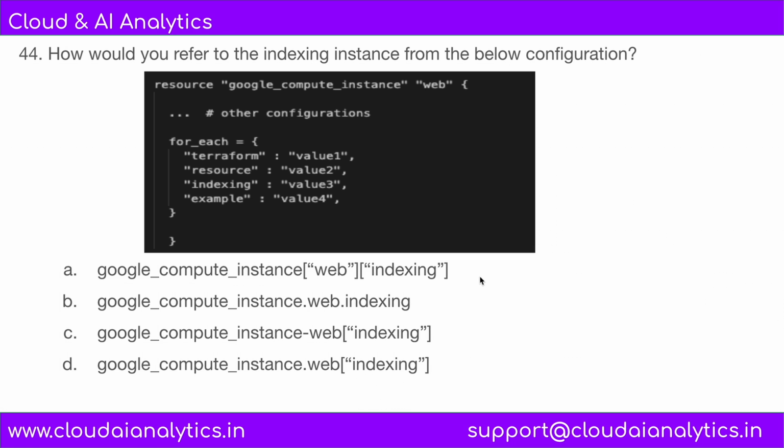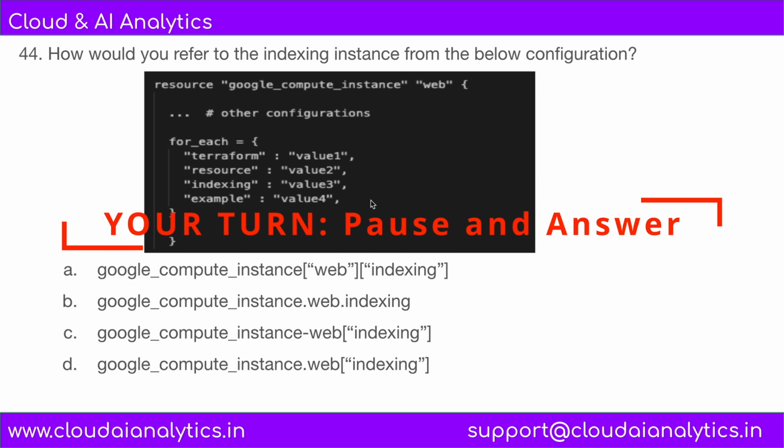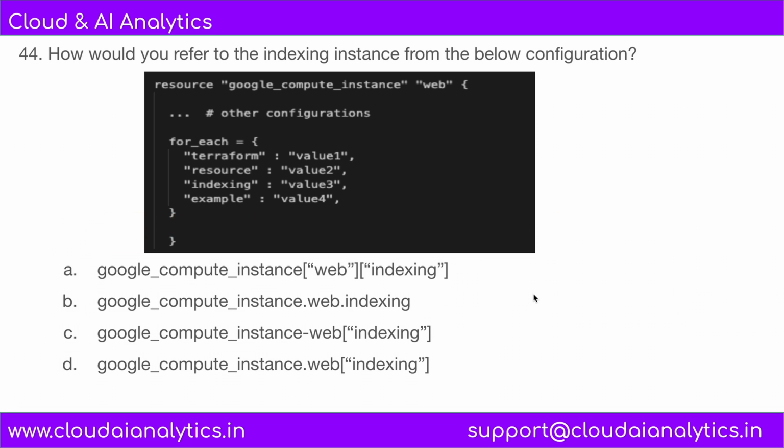So now pause the video, go through the question, understand it, and then come up with the answer. So that's it. The right answer is option D, google_compute_instance.web indexing. So now we will break down this particular option. google_compute_instance.web refers to the name of the resource, and indexing, in this way, refers to an index or key inside an array or a map.